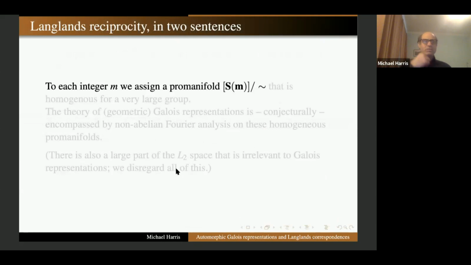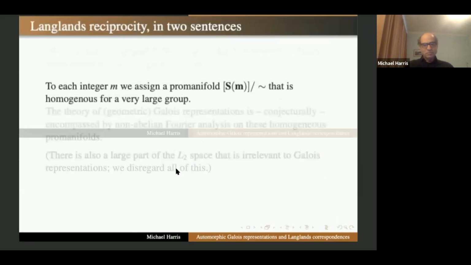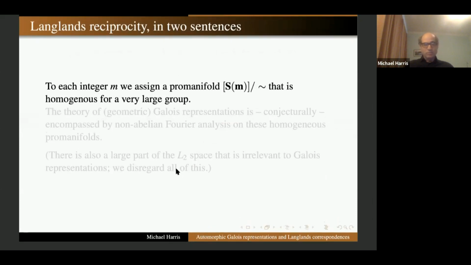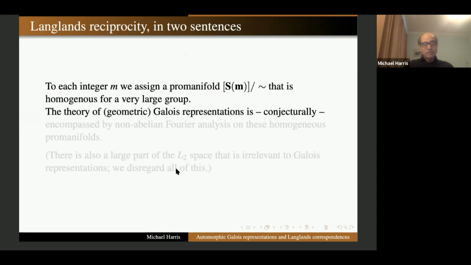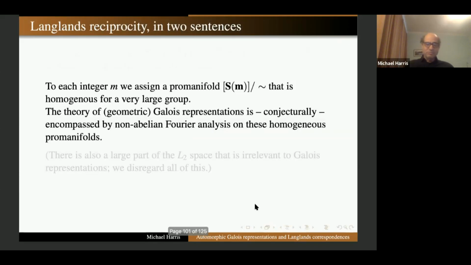And so now, if you want a two-sentence summary that you can take home, or you're already home probably, so you can exchange with your friends. To each integer m, we assign a pro-manifold that's homogeneous for a very large group. And then I haven't got to the end of the sentence. Then the theory of geometric Galois representations is conjecturally, because it's still a conjectural program, encompassed by non-abelian Fourier analysis on these homogeneous pro-manifolds. All right, so there's a summary of Langlands reciprocity.